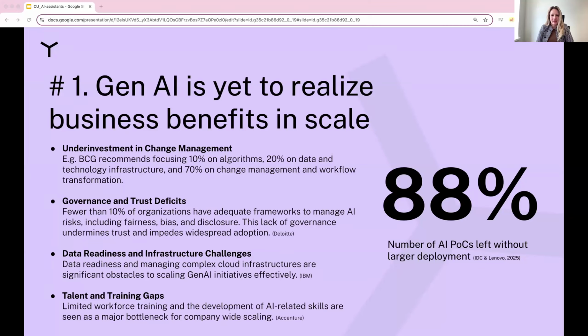In the same line, Accenture reported that limited workforce training and development of AI-related skills is a major bottleneck. But looking at the infrastructure around it, we can also see governance and trust deficits, and data readiness and infrastructure challenges. To sum it up, it's people, and then the infrastructure and different kinds of issues around it that are holding back scale.